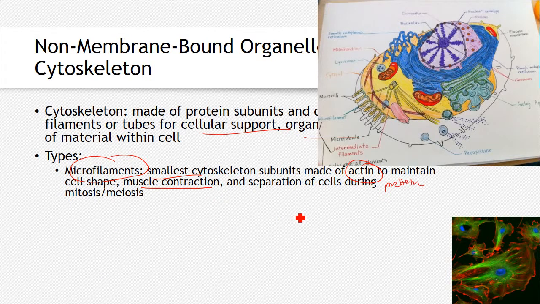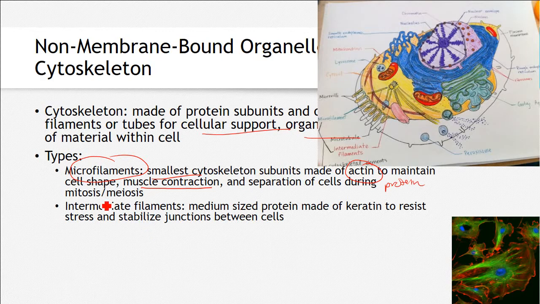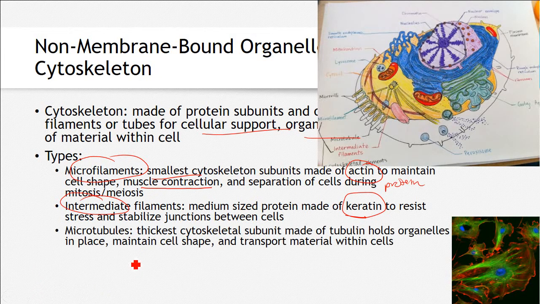And it helps separate the cells during mitosis or meiosis through the process of cytokinesis. The intermediate filaments are medium-sized, hence the name intermediate. They are made of a different type of protein called keratin. This helps resist stress and helps stabilize certain junctions between cells.